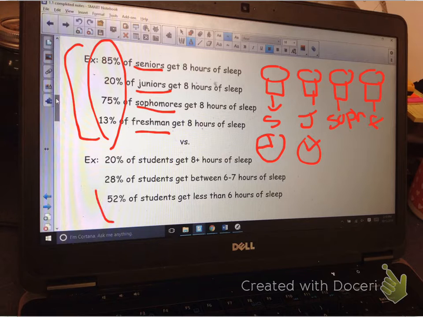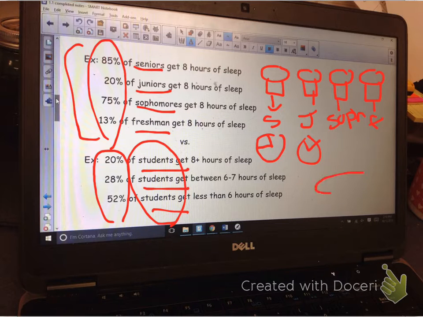In this example here, 20% of students get 8 hours of sleep, 28% get between 6 and 7, 52% get less than 6 hours of sleep. This does add up to 100%, and you notice the labels are all students. That means all of the students were in one hat, and they pulled out names and interviewed them about how much sleep they got. This, a pie chart, would be okay. We are not going to make pie charts in AP Stats. You just need to be able to recognize when it is okay and when it is not.